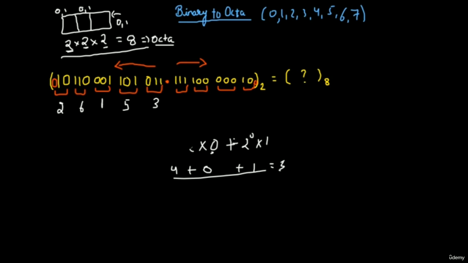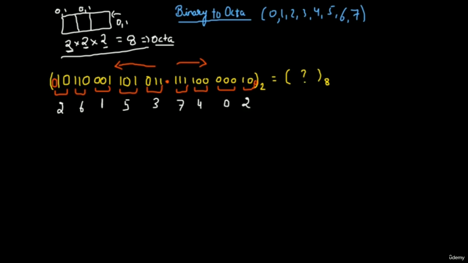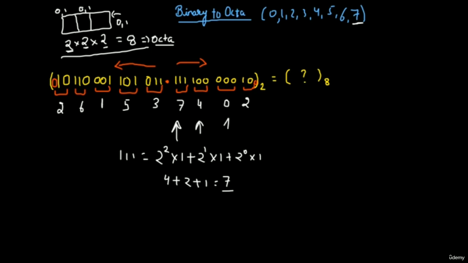Let's solve after the decimal. For after the decimal we have in this place 7, this is going to be 4, this is going to be 0, and finally this is going to be 2. How did I do that? Very simple. 1 1 1 means 2 to the power 2 multiply 1, plus 2 to the power 1 multiply 1, plus 2 to the power 0 multiply 1. So this is going to be 4, this is going to be 2, and this is going to be 1. 4 plus 2 is 6, 6 plus 1 is 7. So this is for the 7, the highest number in the octal system, and that is when everything is on, or everything is just 1 1 1. Similarly we have 4 here, similarly 0, and similarly 2.